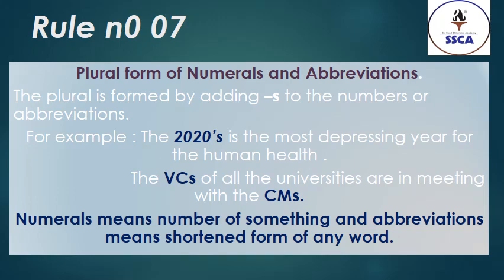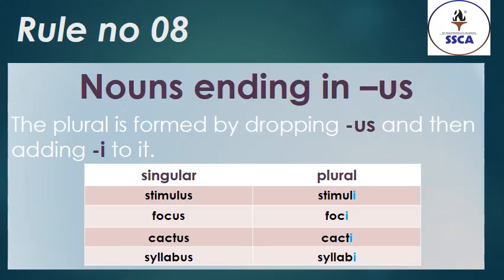The second is abbreviation. Abbreviation means a shortened form of any word. VCs means Vice Chancellors. Now this is the eighth and last rule of today's video, rule number 8: nouns ending in US. Dear students, several nouns end in US. So how do we form their plural? We form their plural by dropping US, meaning we cut US from the noun, and then we add I instead of US.